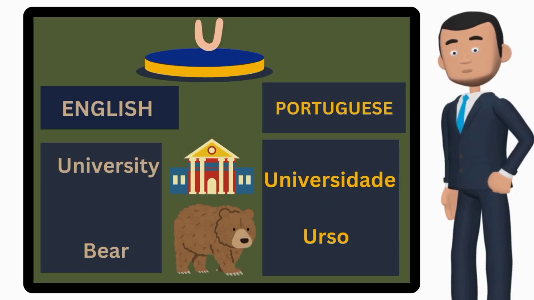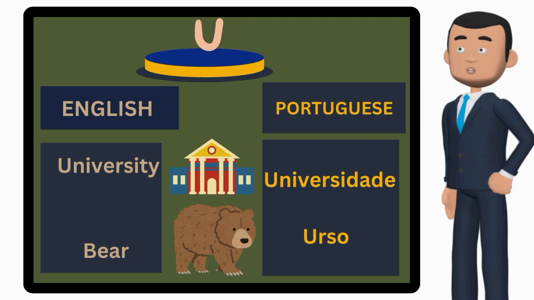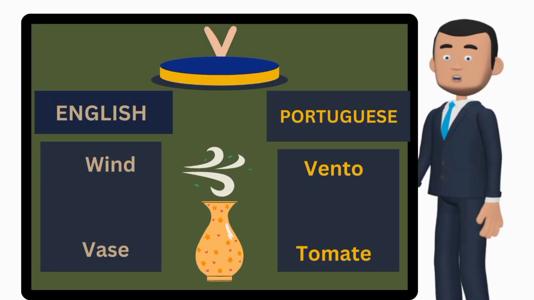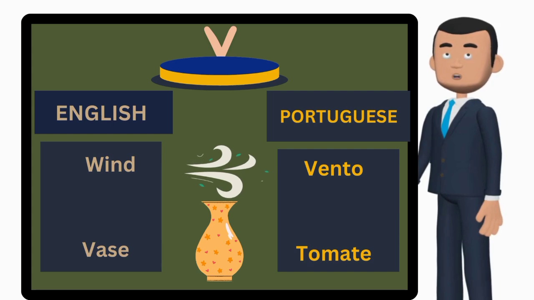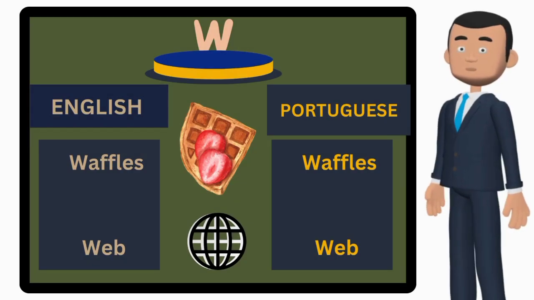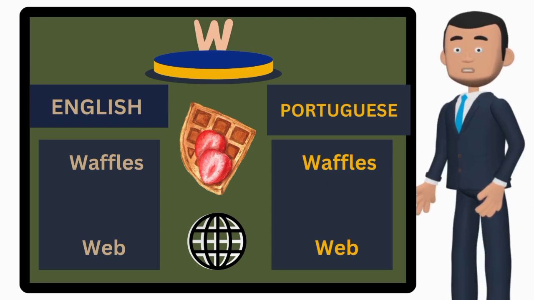U. Example: universidade, university; urso, bear. V. Example: vento, wind; vaso, vase. W. Example: waffles, waffles; web, web.